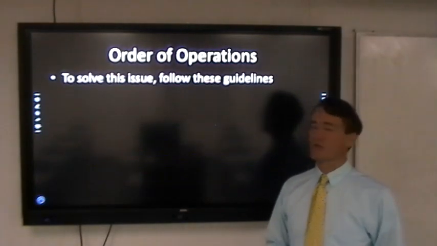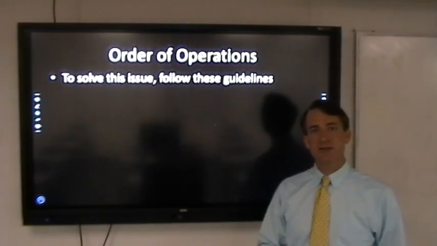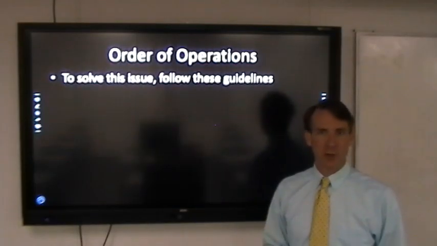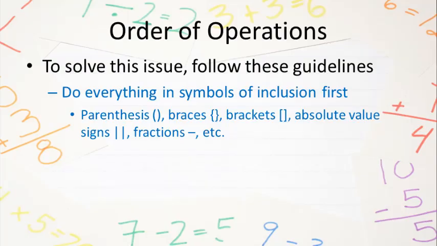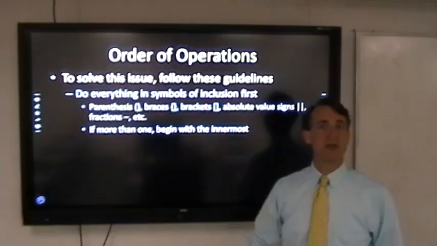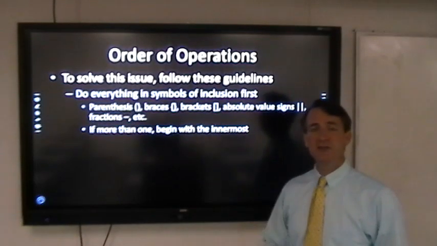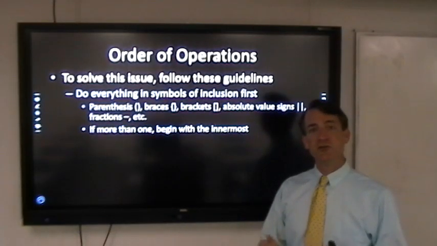Well, mathematicians have gone about creating guidelines, a step-by-step process that tells us what order we should go in. The first thing you need to do are all the symbols of inclusion. Usually that's a parentheses, but it could also include things like braces, brackets, the absolute value sign, or even the fraction bar, where you have several operations in the numerator that you have to do or several operations in the denominator that you have to do, but it's all in one fraction. Those would all be considered symbols of inclusion. You need to do those first.